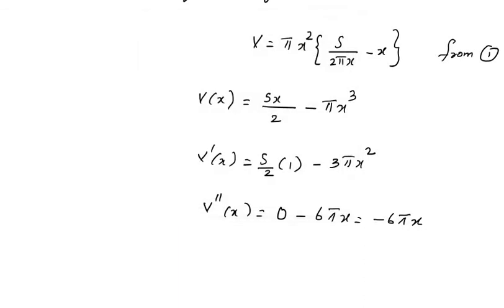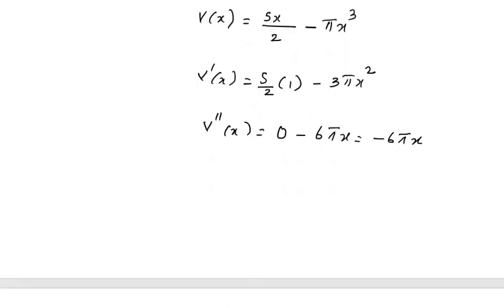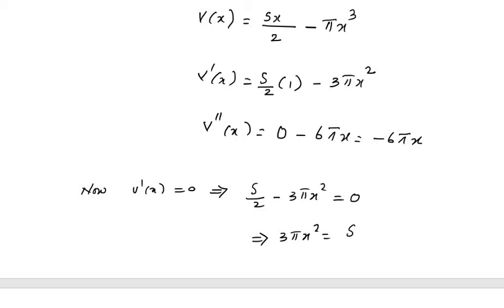Now to get the critical points, what do you do? V dash of x is equal to 0. Solve. Now V dash of x equal to 0. This gives s by 2 minus 3 pi x square. This is equal to 0. This is 3 pi x square, that is equal to s by 2.